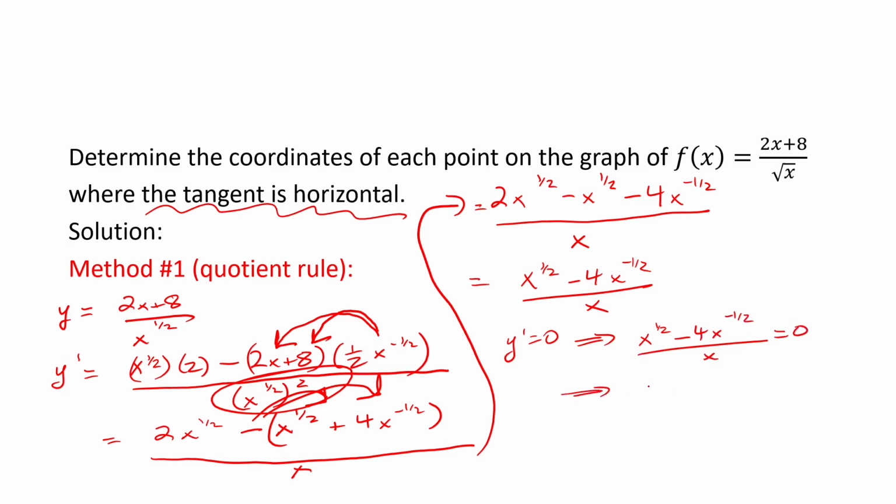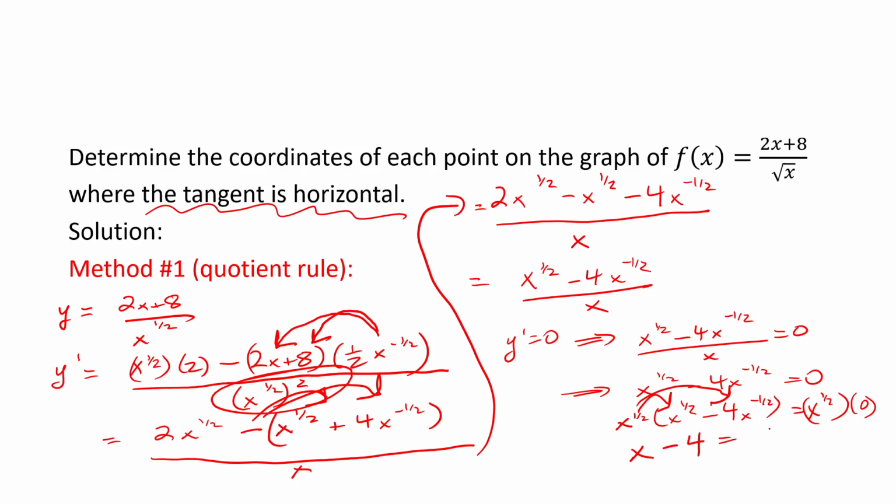Multiplying both sides by x, we get x to the 1/2 minus 4x to the negative 1/2 equals 0. I'm going to multiply both sides by x to the 1/2. If I multiply the left-hand side by x to the 1/2, and I multiply the right-hand side by x to the 1/2, the left-hand side becomes x to the 1, or just x, minus 4x to the 0, or just 4. The right-hand side is an expression times 0, which is just 0. So x minus 4 is 0, which means x equals 4.